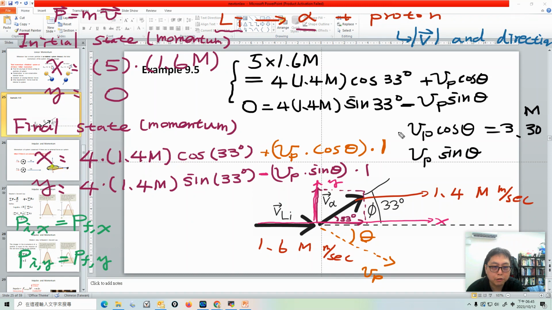And from the other equation I will get Vp sine theta is equal to 4 times 1.4 and sine 33 degrees. So it's 3.05, and the unit is million.